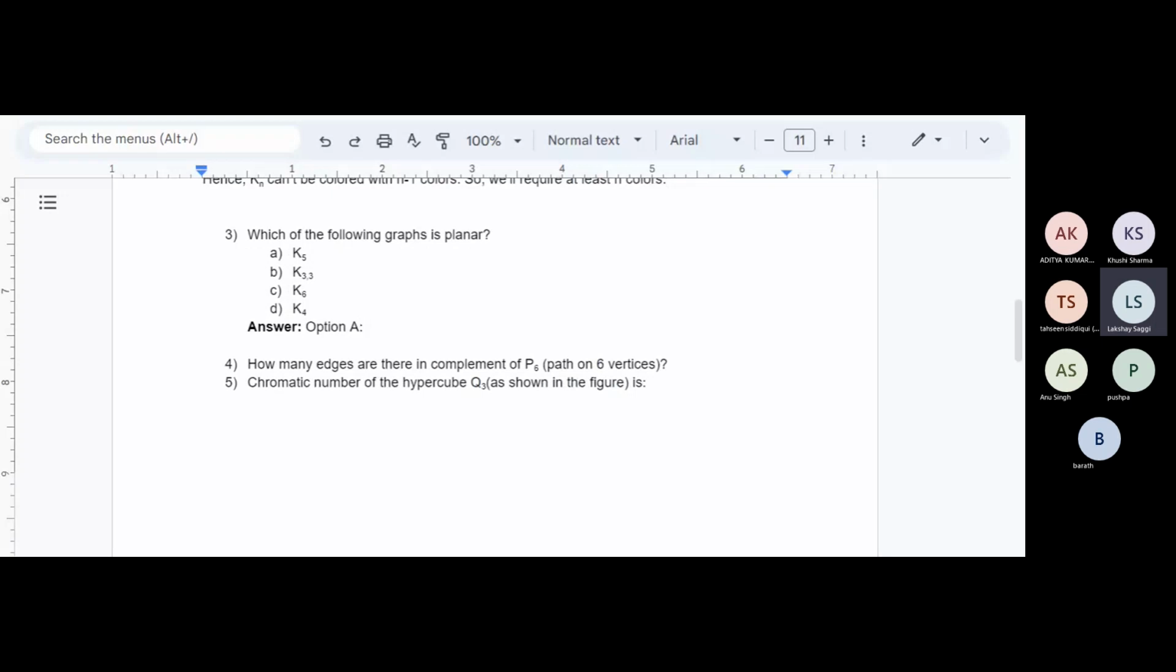So option A. We'll go option by option to see which graph is planar and which is not planar. You must have already seen in lecture that K5 and K3,3 are not planar. This is not too difficult to prove either, using Euler's identity or similar. We can easily prove that these two are not planar.